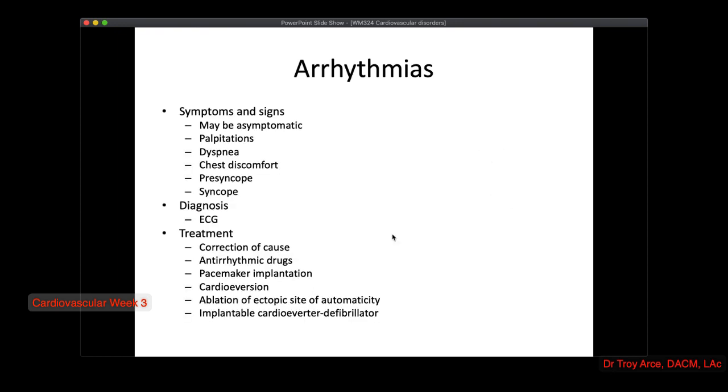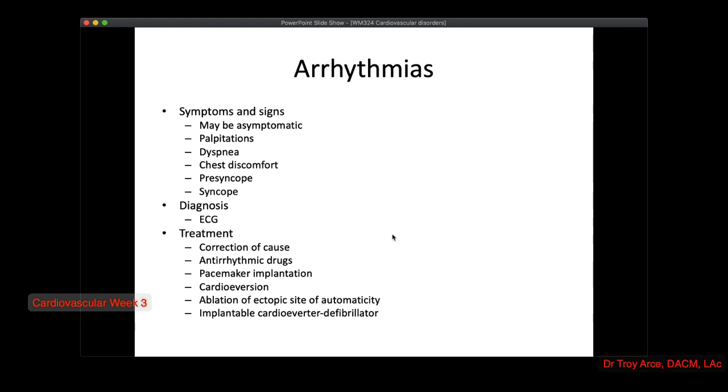Signs and symptoms. Okay, a lot of times the patient will be asymptomatic. Sometimes they'll have palpitations, dyspnea, chest discomfort, pre-syncope. They'll also have syncope, and it's diagnosed through an ECG.